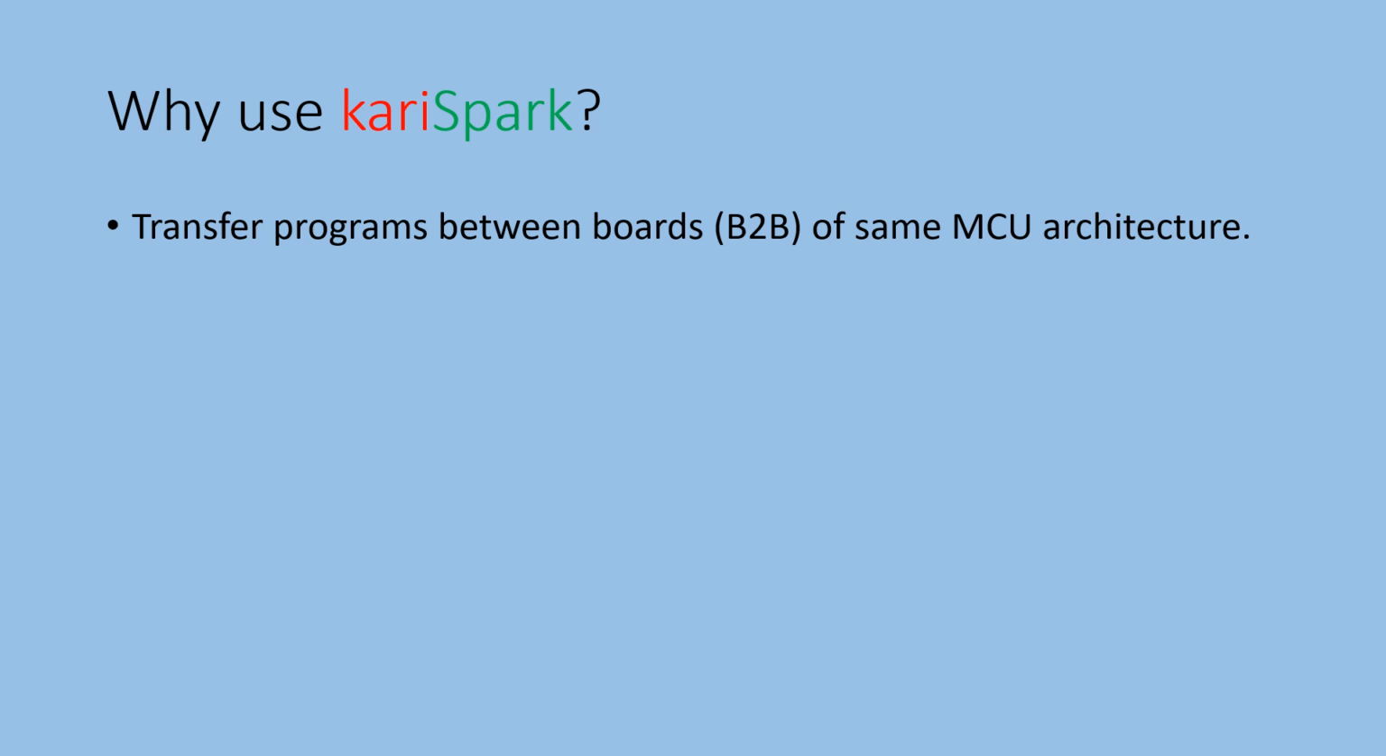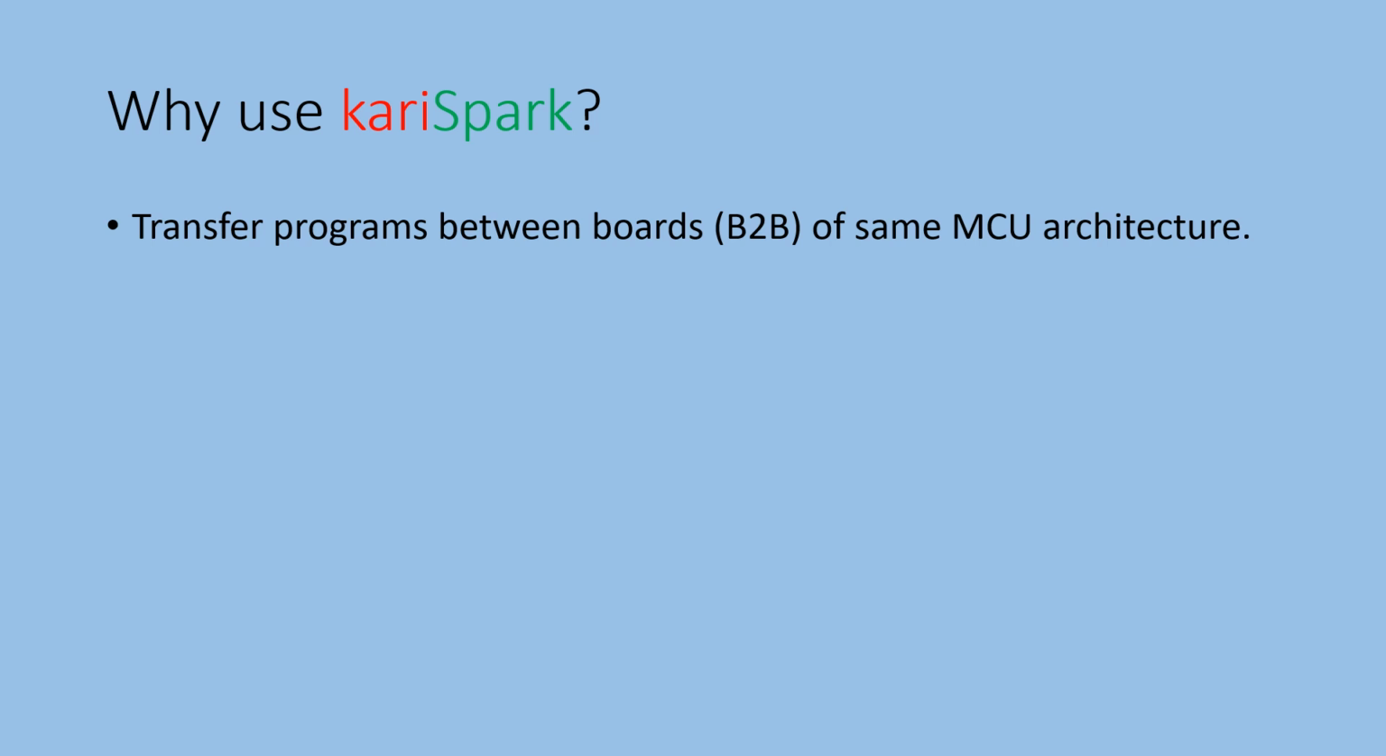And kariSpark also supports what we call parallel B2B. Parallel B2B means that you can download or transfer a program from one board to multiple boards at the same time, that is concurrently. This is one great feature of kariSpark. It borrows from this culture of Kari, of trying to do things in a synchronous manner.